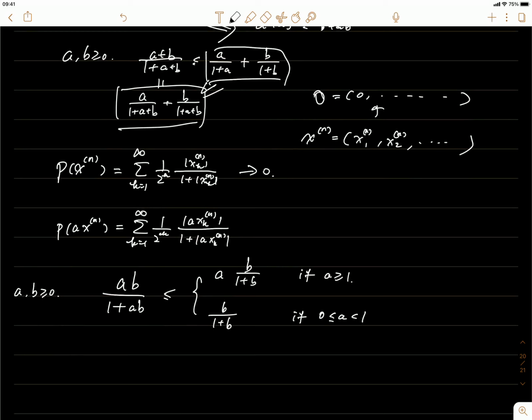Okay, so I want to show this, and this is pretty easy to show. For example, in the first case, if a is bigger than or equal to 1, then I know that ab over 1 plus ab is less than or equal to a times that, so it's less than or equal to this, right?